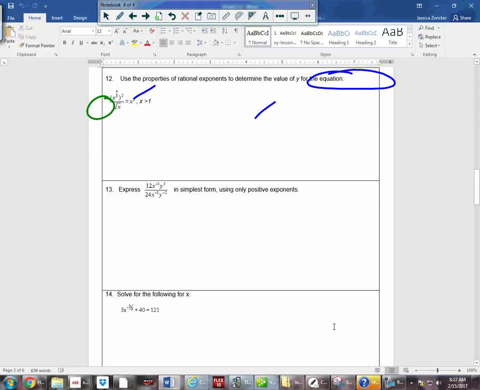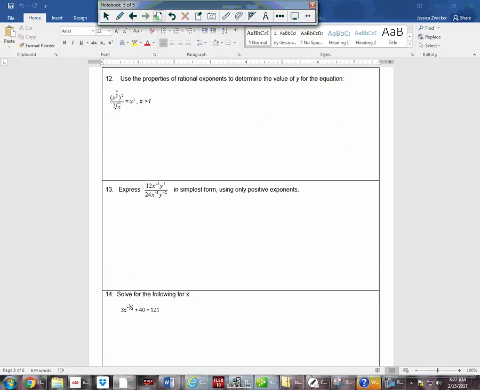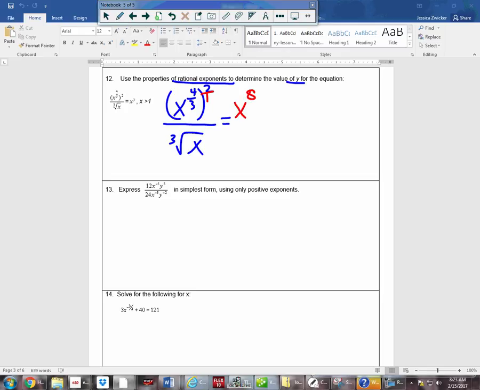Number 12, frequently missed. Using the properties of rational exponents, determine the value of y. All right, let's take a look at what they give us. X to the 4/3 squared over the cubed root of x. Well, if you have a power to a power, you're supposed to multiply. Make this 2 over 1. 4 times 2 in the numerator is 8. 3 times 1 in the denominator is 3. So the top of your fraction is x to the 8/3.